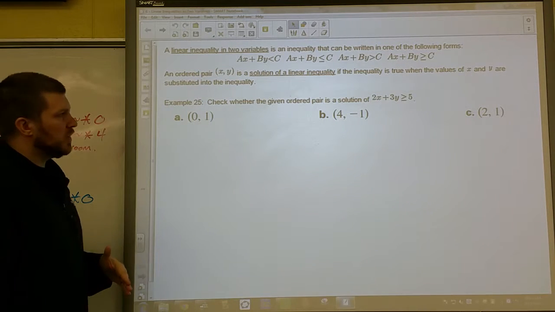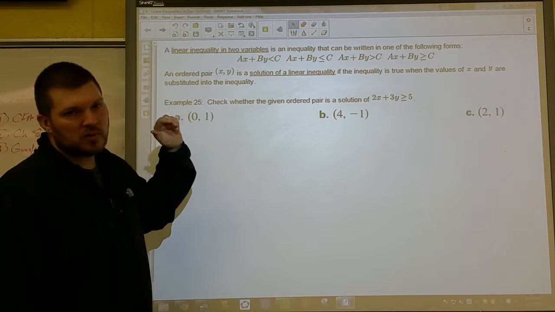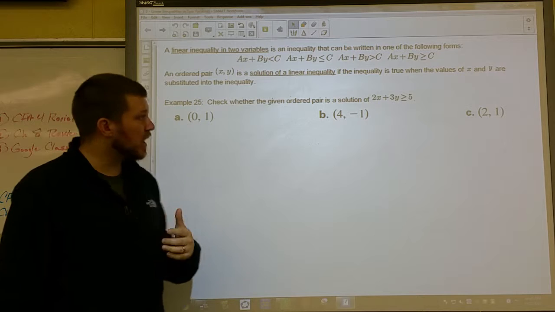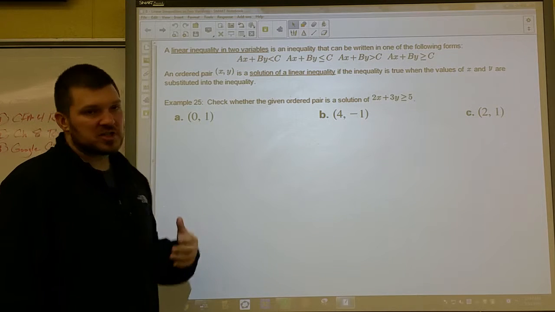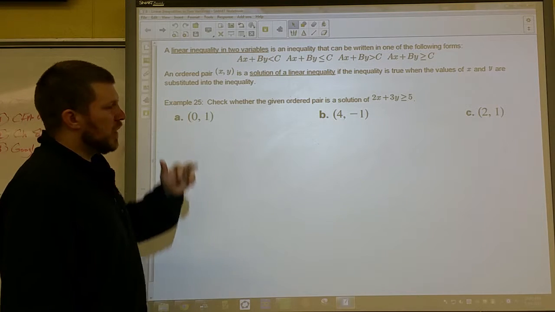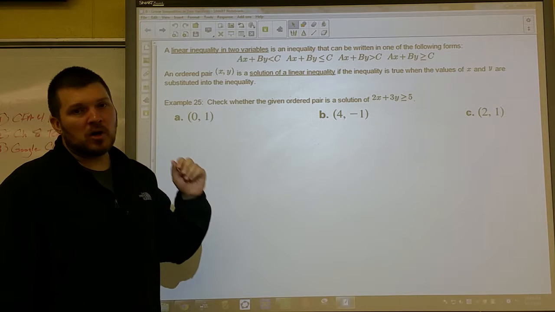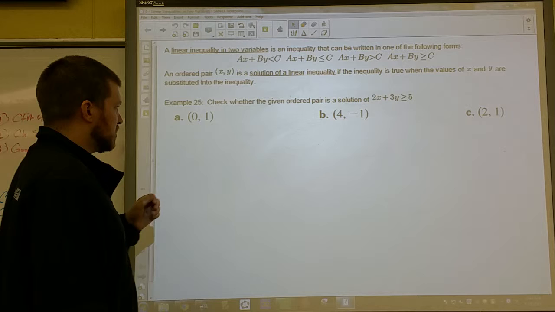But the most important thing here is that since we're talking about two variables for our inequalities, now a solution is going to be an ordered pair. And just like we saw with systems of equations, an ordered pair for a system of inequalities is an ordered pair that solves every inequality in our system.